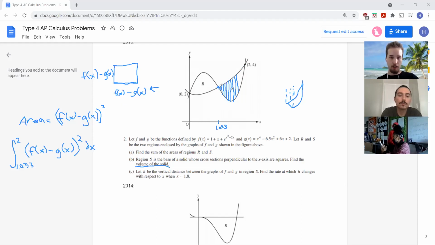And so now, in order to get the volume of the solid, we are adding squares. So we're adding all these areas, because the area of each square is f of x minus g of x squared. And that's why we put this in the integral to integrate from our first x value to our final one, which is 2.